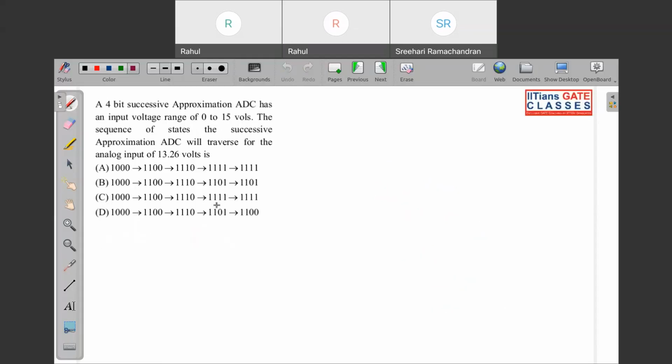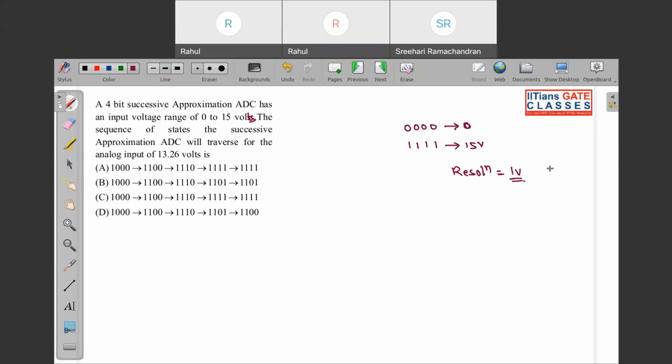The next question is also very simple. A 4-bit successive approximation ADC has an input voltage range of 0 to 15 volts. The sequence of states the successive approximation ADC will go through for an analog input of 13.26 volts. Here a 4-bit ADC is given, so 4-bit means it will count from 0000 to 1111, and the voltage range is from 0 to 15 volt. That means the resolution is what?